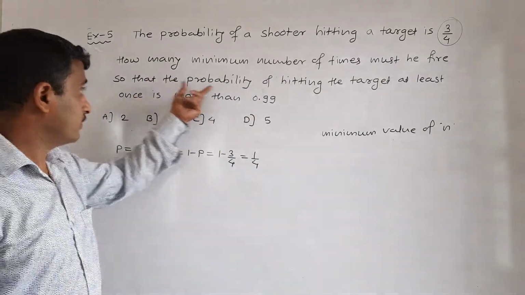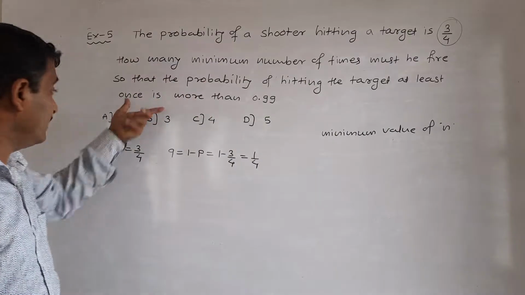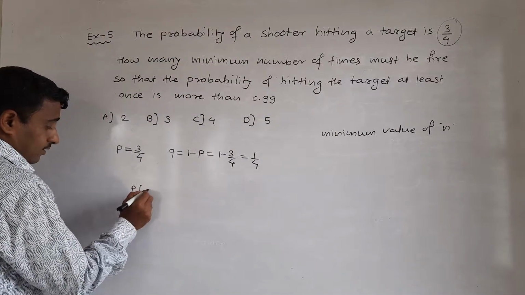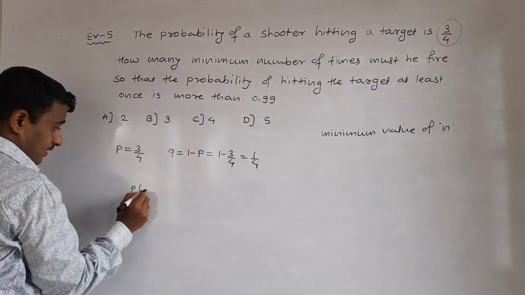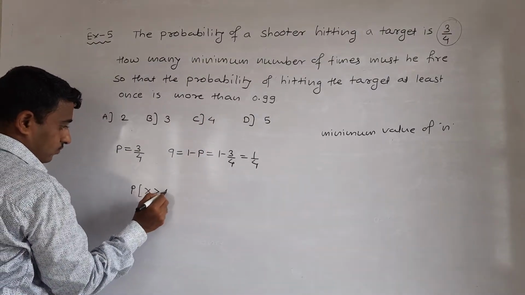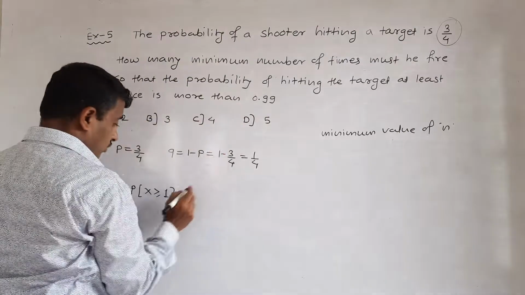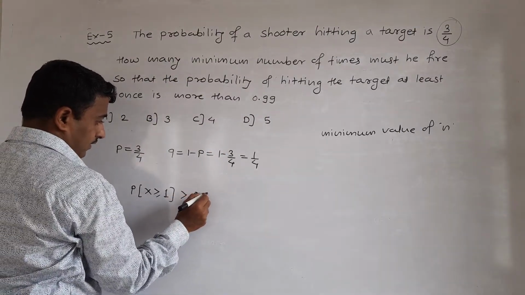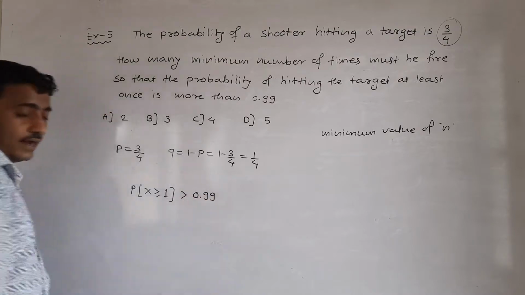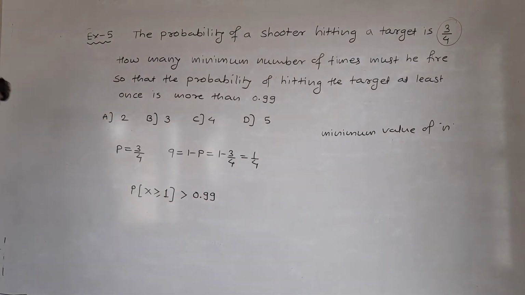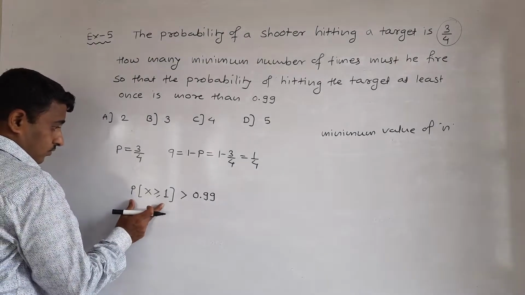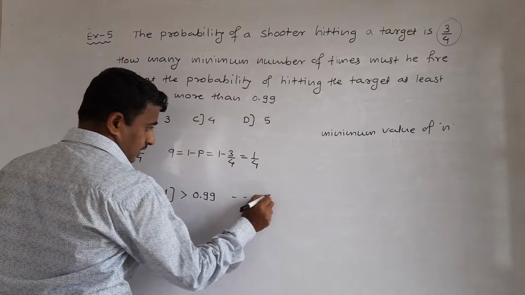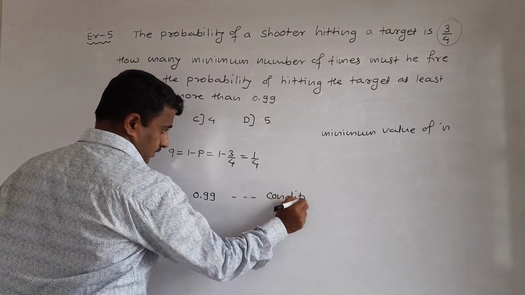What is given? The probability of hitting the target at least once, that is, probability of x greater than or equal to 1, is more than 0.99. The question says it must be greater than 0.99. This is the given condition.